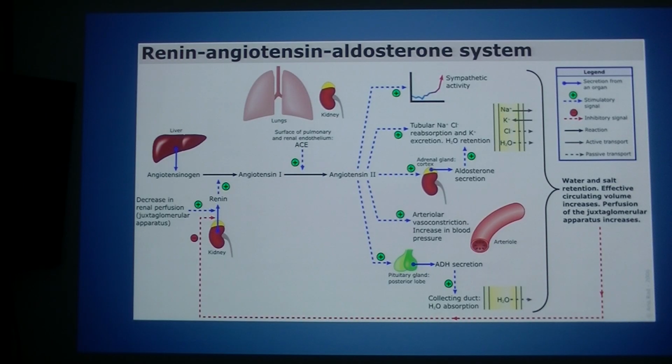So let's look at the renin-angiotensin-aldosterone system. You have the liver excreting angiotensinogen. You add renin, you get angiotensin 1. You add angiotensin converting enzyme, you get angiotensin 2. You add aldosterone, you get tubular reabsorption of sodium, you get excretion of potassium, and you get water retention. You also get arteriolar vasoconstriction and increase in blood pressure.